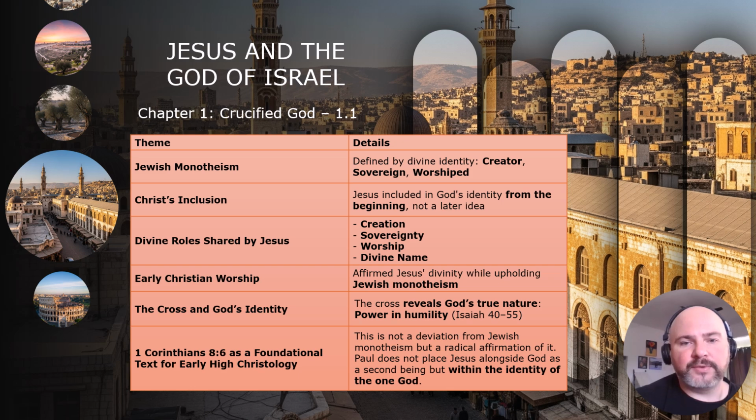Isaiah 40 through 55 is an anchor in this chapter, which reveals that early Christians saw the suffering servant as revealing Yahweh's identity. And this shapes our understanding of divine power, seen most clearly in the cross. And the chapter focuses on 1 Corinthians 8:6, a foundational text for early high Christology.